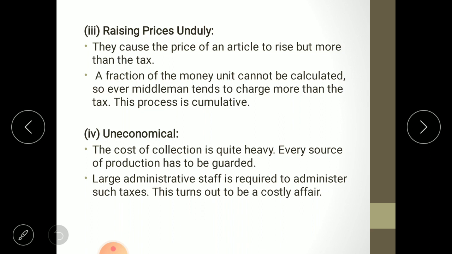So whenever and wherever these n number of products are produced, at each point government has to be ready for collection of tax, which increases the staff required, and as a result increases the cost of collection, because the more the staff, the more will be the salary cost and the more will be the ultimate cost of tax collection. So from that point of view we can say that indirect taxes are uneconomical.